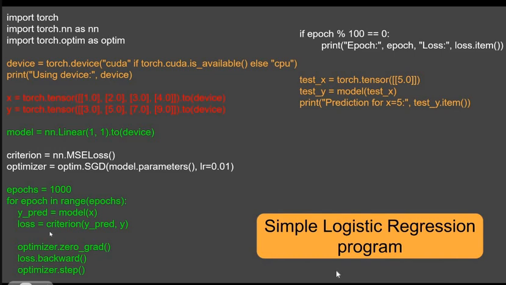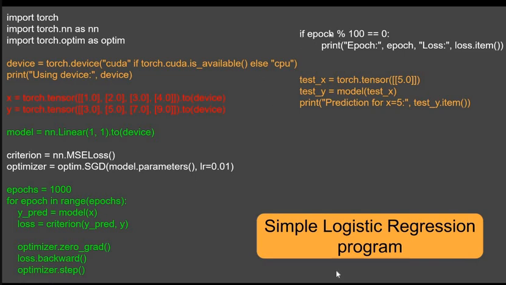Model(x) uses this value of x. Loss is equal to criterion. So criterion I have defined as nn.MSELoss. This will calculate the loss, basically the difference between the predicted value and the actual value of y. And then optimizer.zero_grad will reset the optimizer's gradients. Then loss.backward will calculate the gradient between y_pred and y, and optimize the parameters based on that gradient. Optimizer.step is where we are changing the parameters.